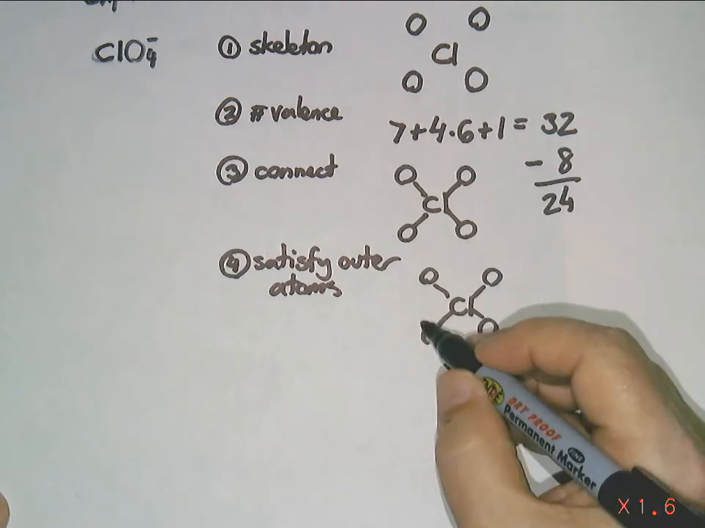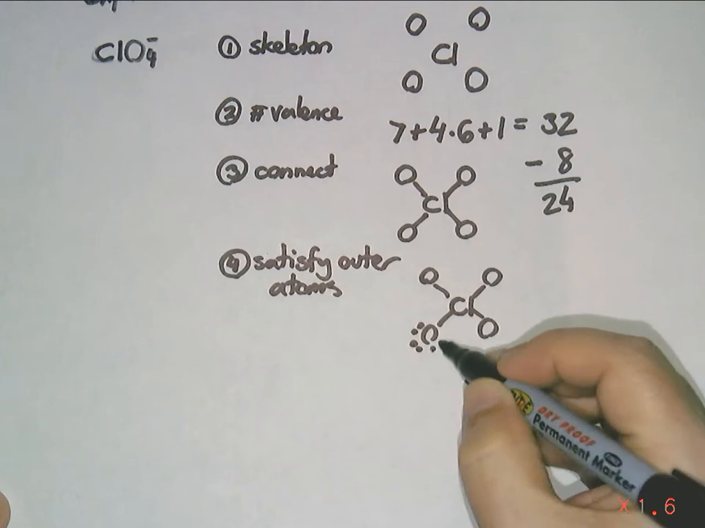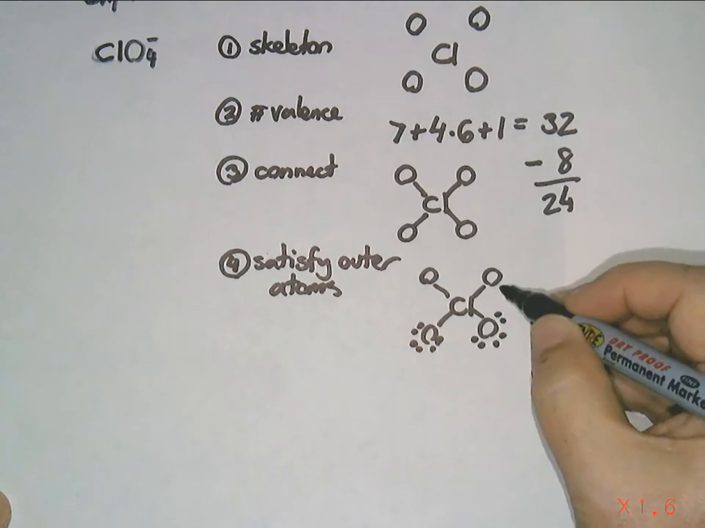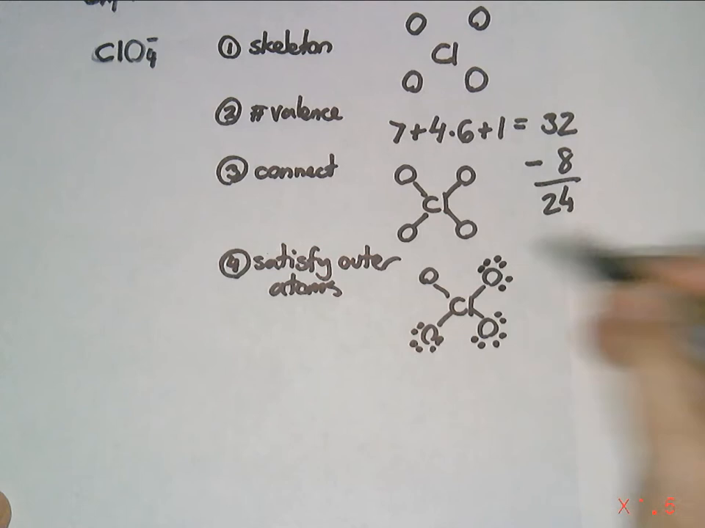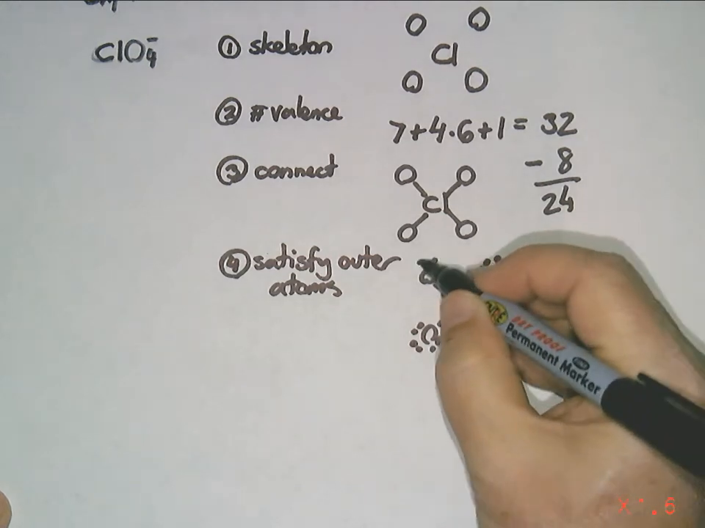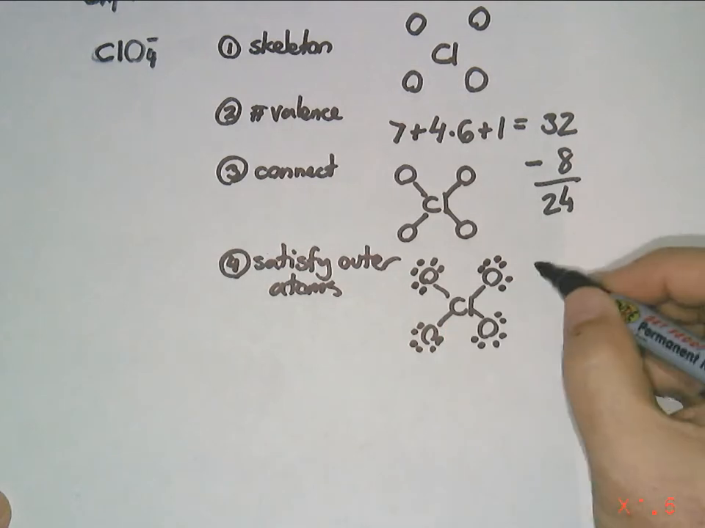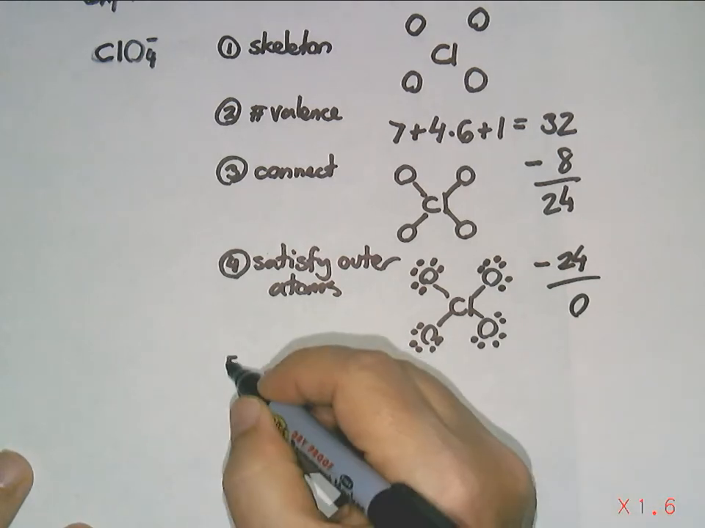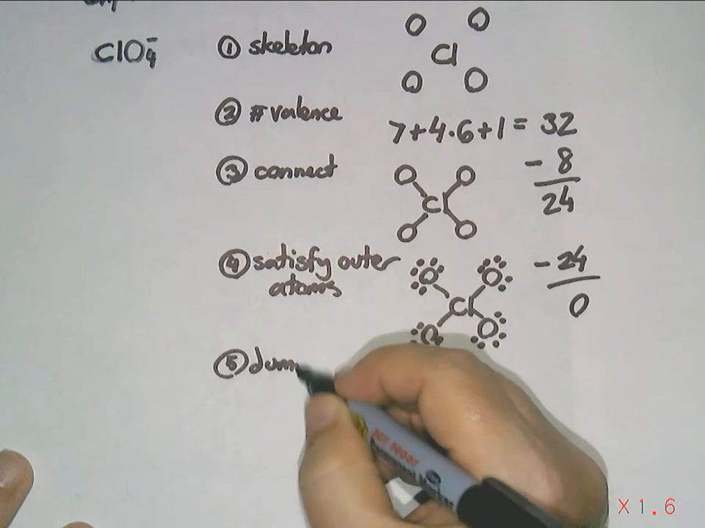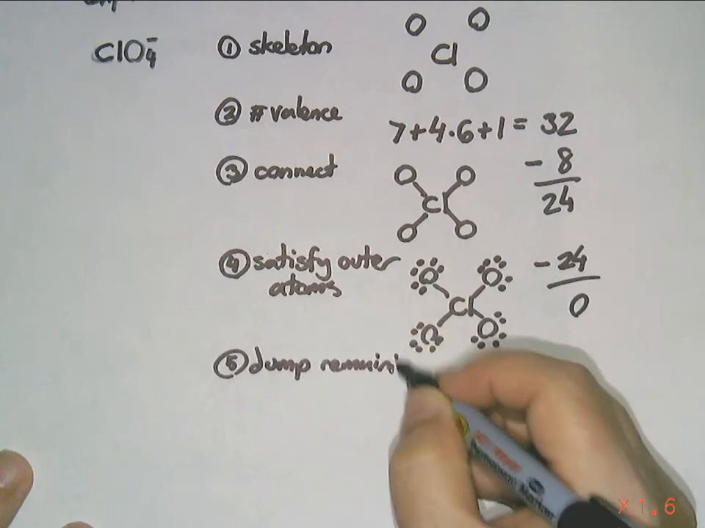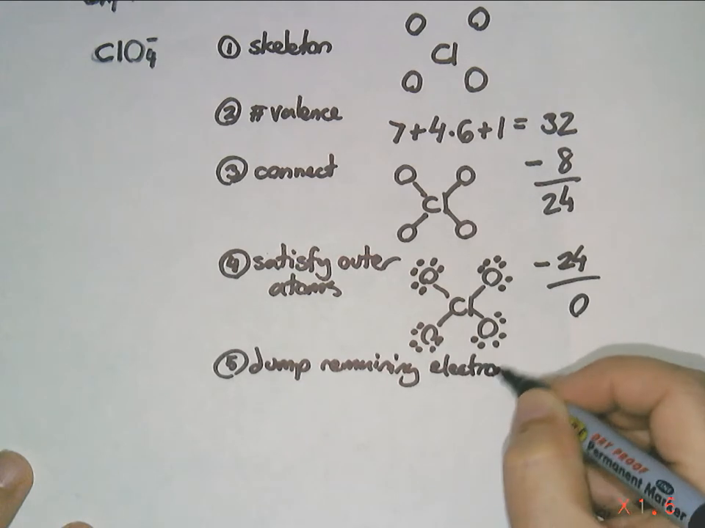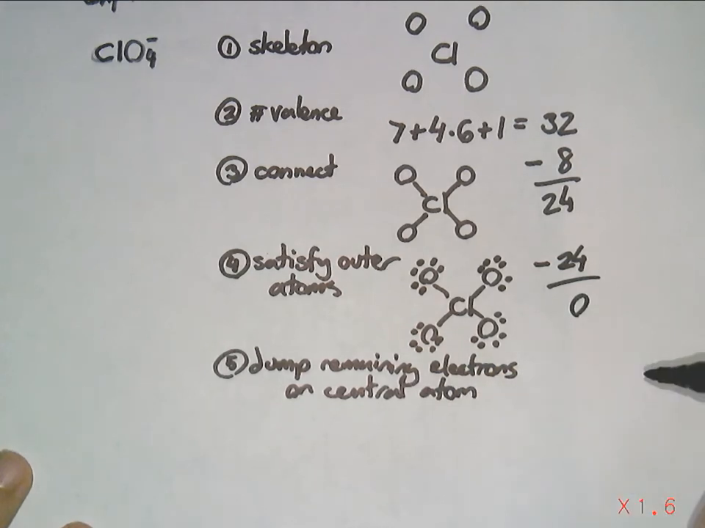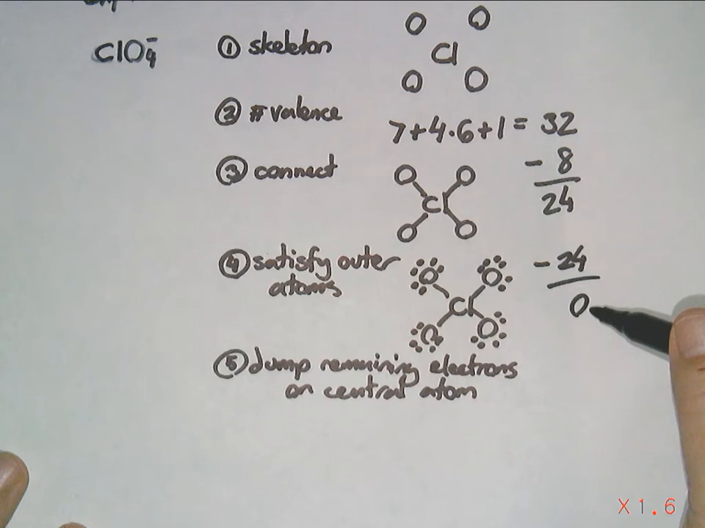So let's count out electrons that we need. 1, 2, 3, 4, 5, 6. That one's happy. 7, 8, 9, 10, 11, 12. That one's happy. 13, 14, 15, 16, 17, 18. That one's happy. 19, 20, 21, 22, 23, 24. I took away 24. I have none left. Okay, the 5th step. Dump your remaining electrons on the central atom. Alright, well, I don't have any remaining electrons, so there's nothing for me to do there.